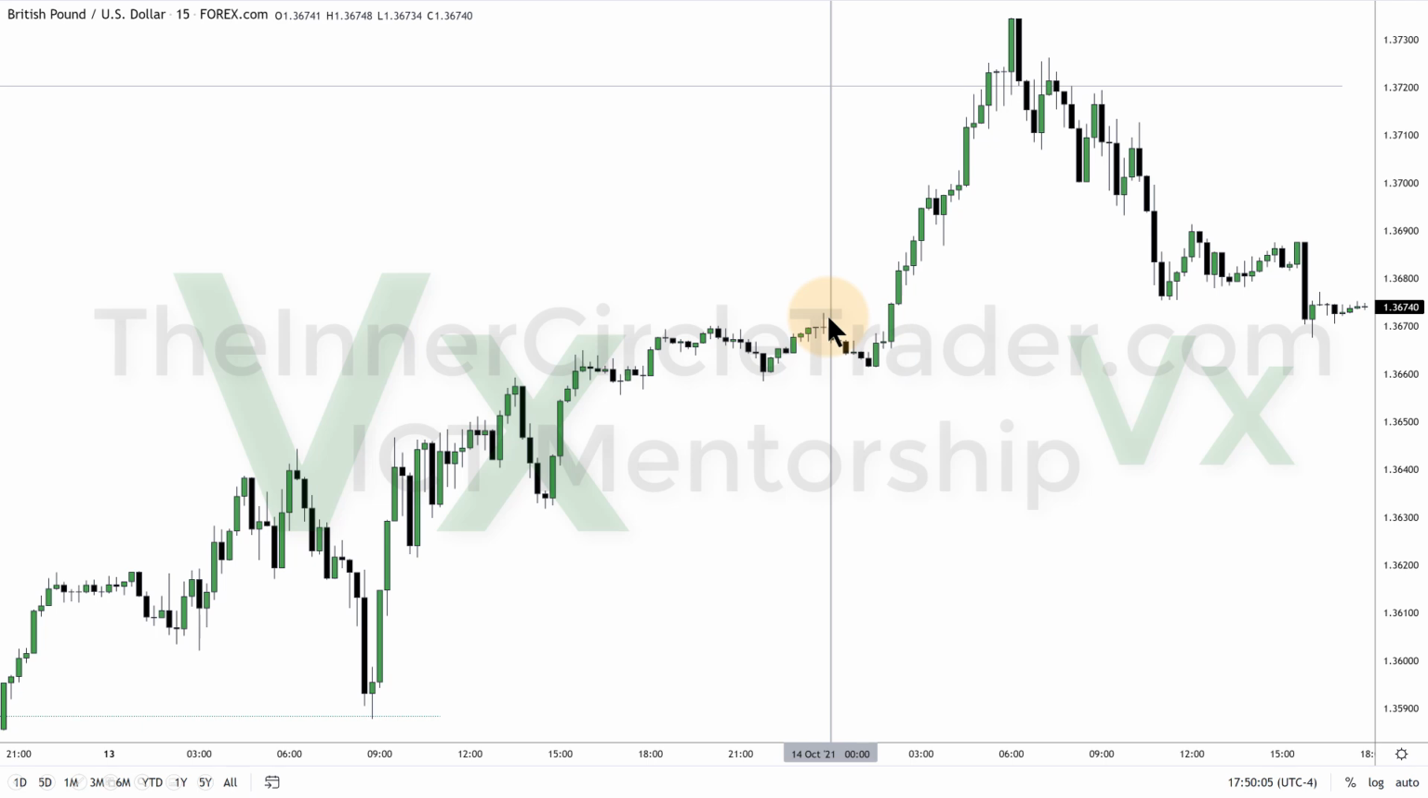Again, consolidation, small little Judas swing, and then one straight shot right up into the rejection block and the consequent encroachment of that wick. Breaks lower and consolidates into the close of today.